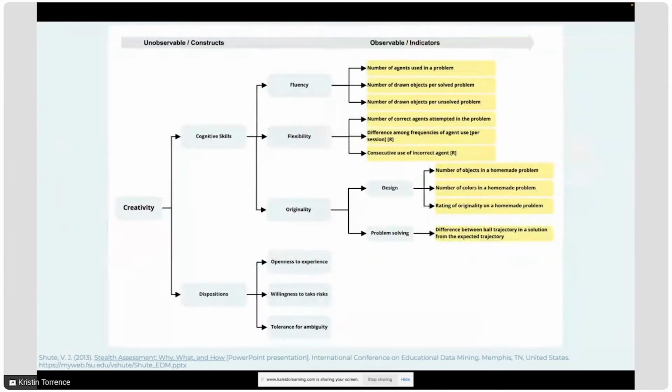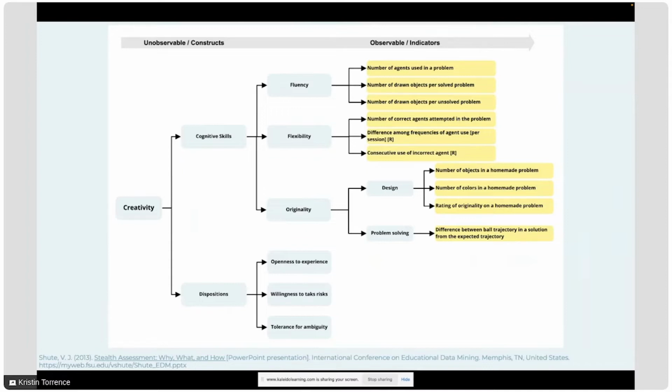Now, here is a creativity competency model for that physics game. And you'll see that sometimes facets will have multiple observable indicators, such as the fluency and flexibility facets here, or sometimes they may only have one, like the problem-solving one here in this example. Now, do you notice anything else interesting about this competency model? It's that not every facet has an observable indicator. Every construct in cognitive skills has an observable indicator associated with it, but the entire disposition facet cannot be observed through players' actions in the game.